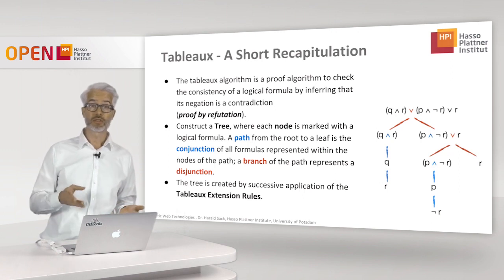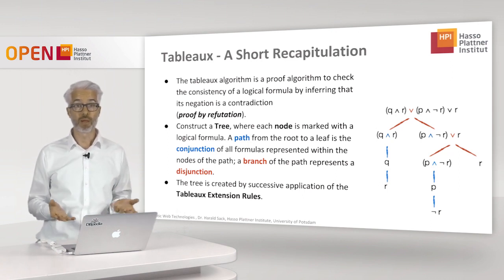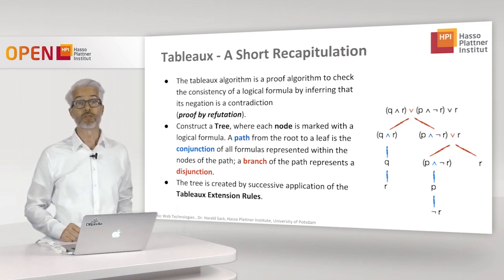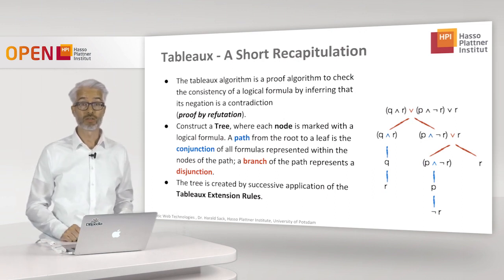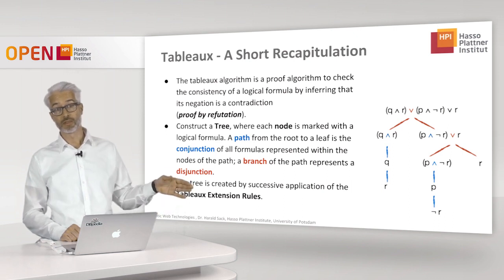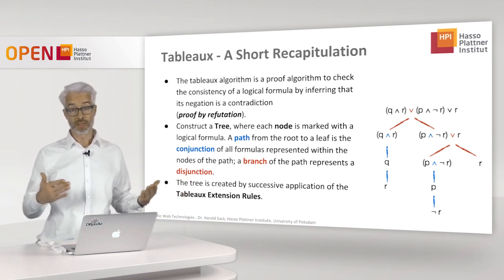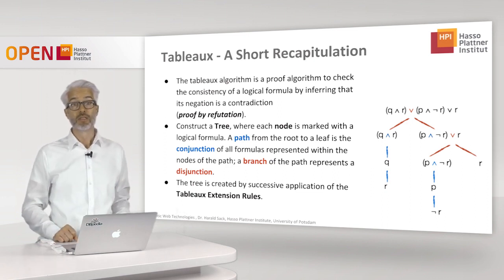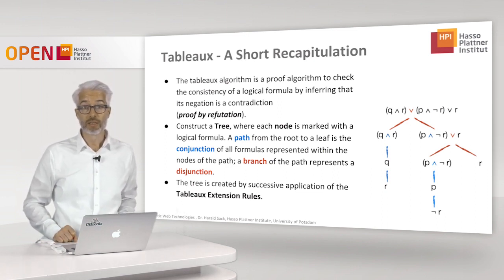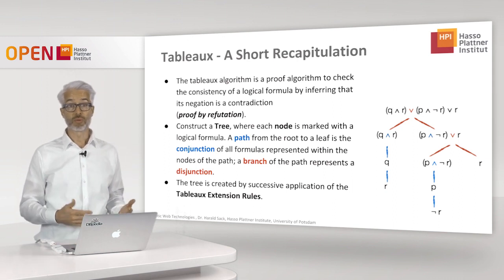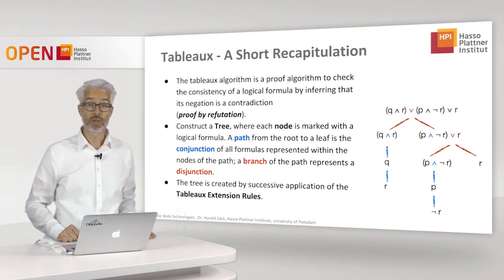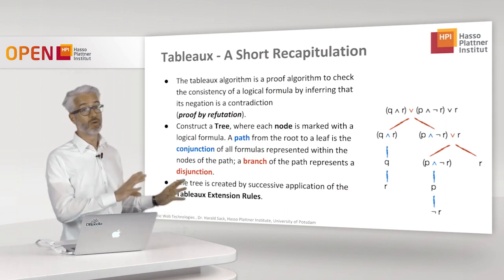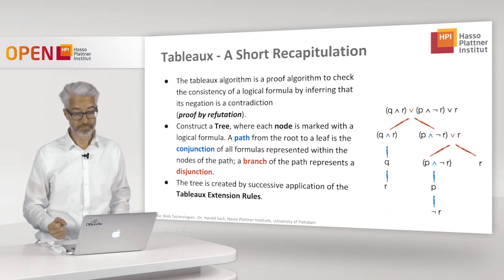And each node in that tree is marked with a logical formula, and the path from the root to a leaf is usually followed in a conjunctive way. So this is a conjunction of all formulas represented within the nodes in the path, and a branch represents a disjunction. And usually this kind of graph or tree is created with a successive application of the so-called Tableau extension rules. And we learned several of the rules that can be applied for propositional logic or for first-order logic.